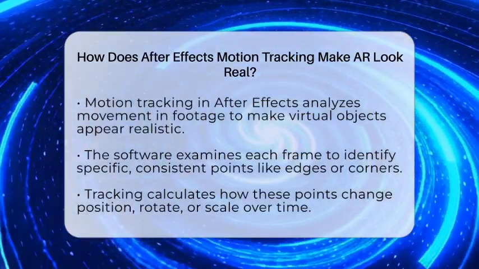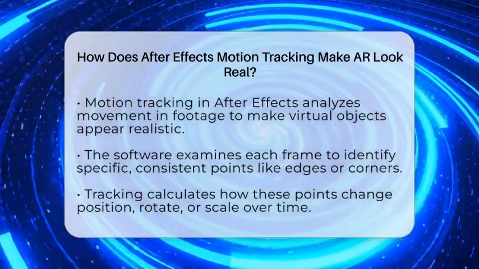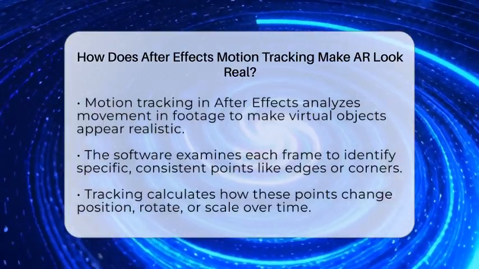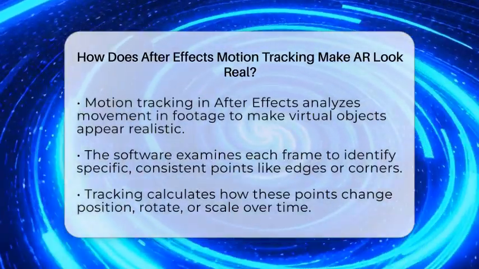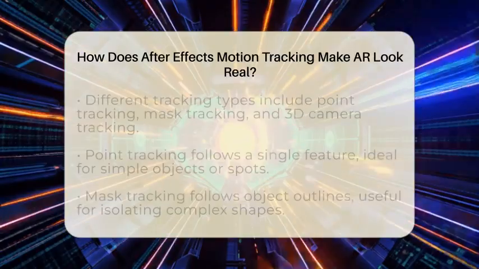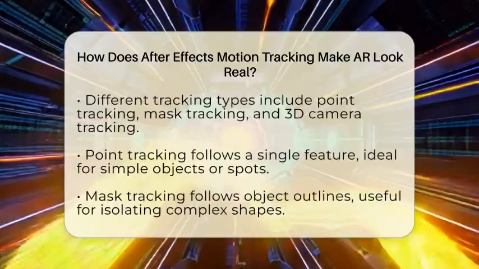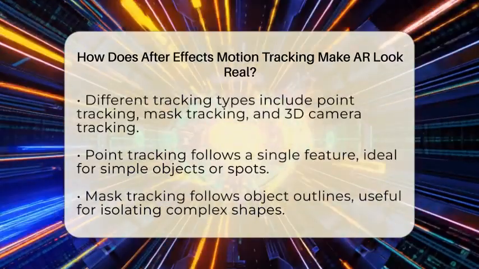To do this, After Effects examines each frame of your video, identifying specific points or features that stay visible throughout the shot. These could be edges, corners, or patterns that stand out. The software then calculates how these points change position, rotate, or scale as the scene moves. This process is called tracking.